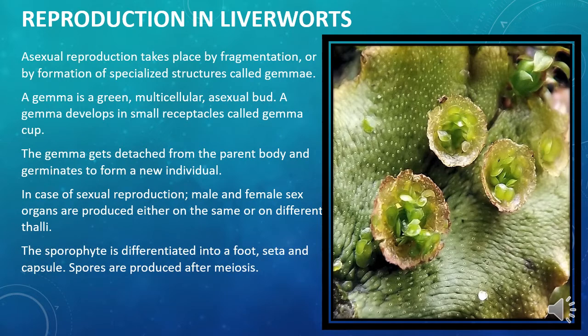The sporophyte is differentiated into foot, seta and capsule. Spores are produced after meiosis. So the spores are produced after meiosis in the sporophyte structure. Those spores germinate to produce free-living gametophytes. So the spores are haploid in nature and they germinate to form the haploid gametophyte, and these gametophytes are photosynthetic in nature. So they do not depend on other sporophytes for their nourishment. So they are free-living gametophytes.